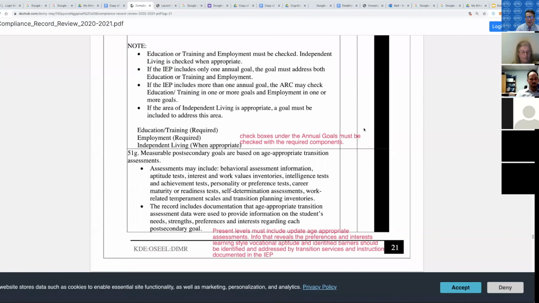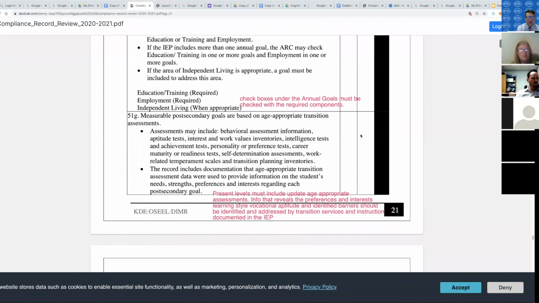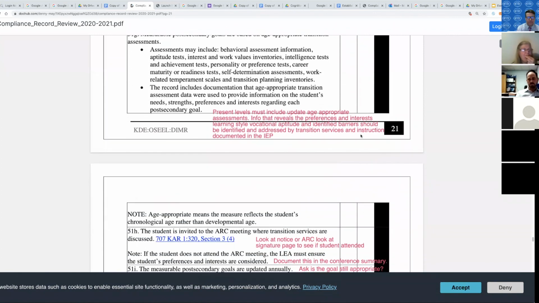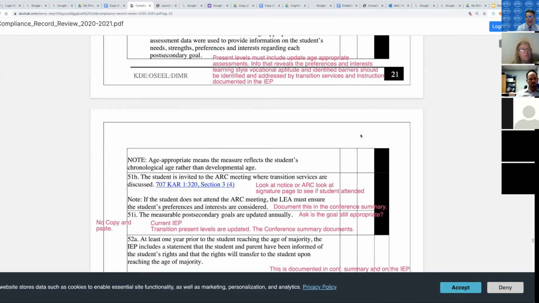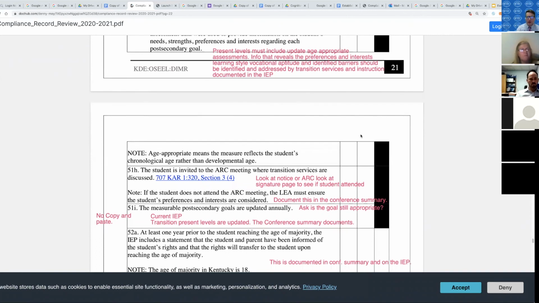You're non-compliant when we get over here to this 51I. Was the measurable post-secondary goals updated annually? You cannot answer that question yes if you have a present level that's been the same since 7th grade and the kid's in the 11th grade. You've got to have new data.